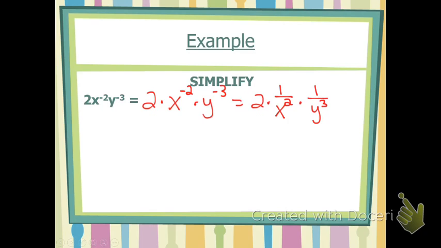And when we multiply fractions, we multiply straight across the numerators to get a new numerator, and we multiply straight across the denominators to get a new denominator. We can write 2 as 2 over 1 if that helps to see the fractions. So multiply our numerators. 2 times 1 times 1 equals 2. Multiply our denominators. 1 times x squared times y cubed is x squared y cubed. That would be our final solution here.